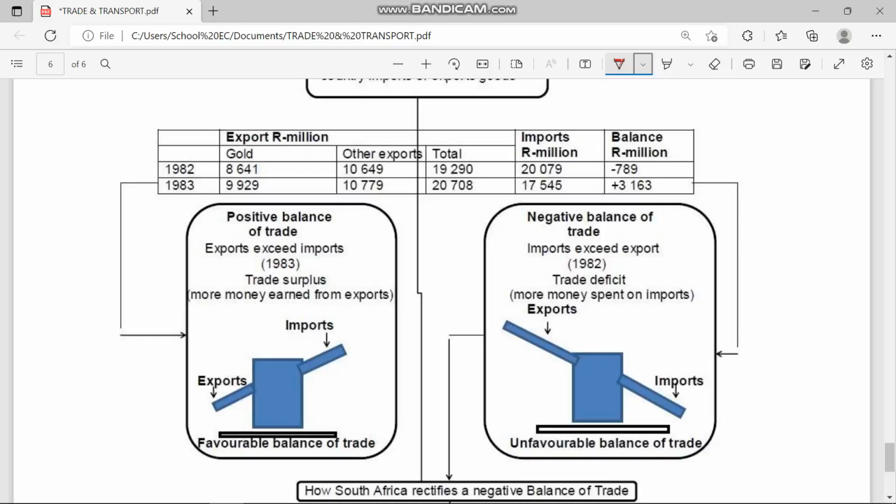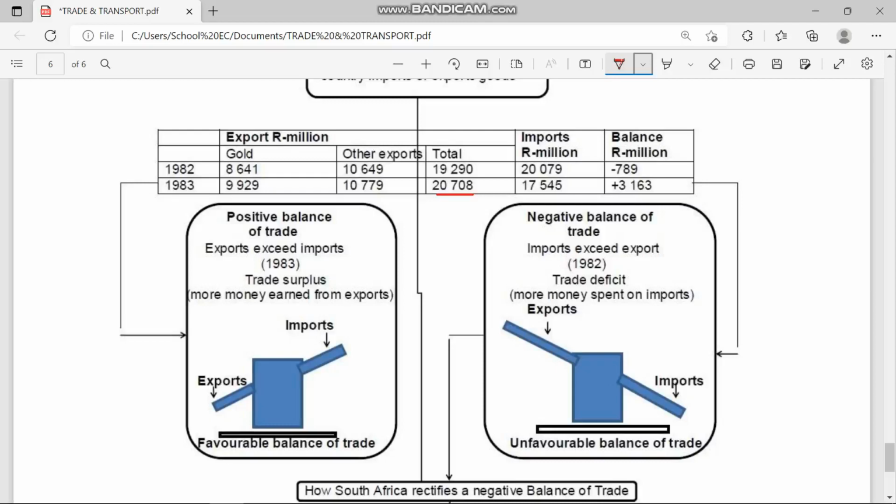Let's go to 1983. In 1983, we exported gold to the value of 9,929,000, and other exports which have a value of 10,779,000, in total 20 million 708,000.